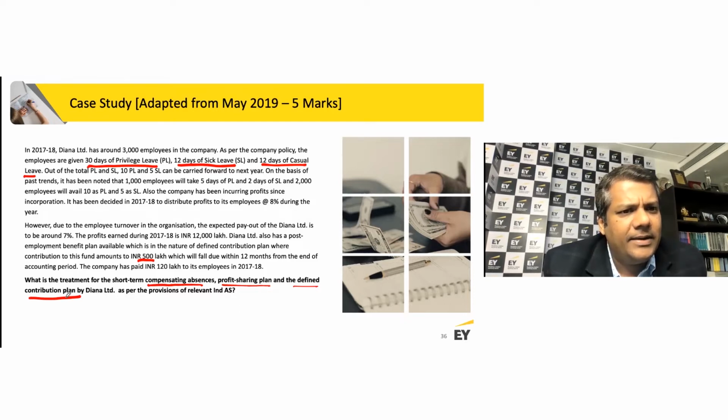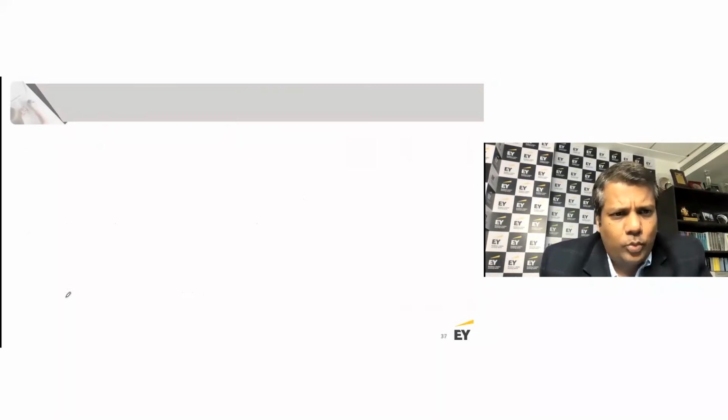And then I have defined contribution. There is a post-employment benefit plan, in the nature of defined contribution, whose fund amounts to INR 500 lakh, which will fall due. The company has paid INR 120 lakhs to its employees in 17-18. So I have to contribute the balance to that fund. And then the short-term compensated expenses is where we need to compute. Let's go through the solution one by one.